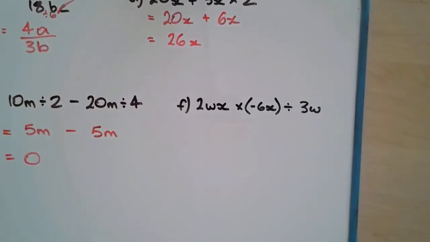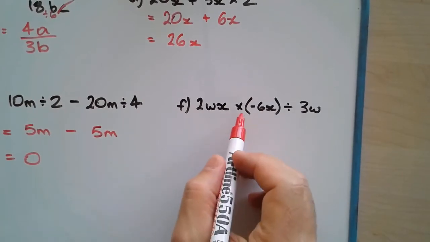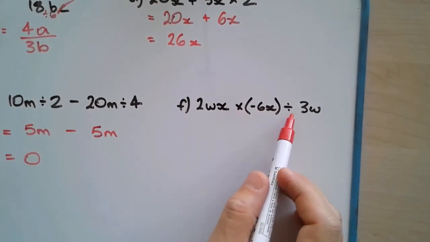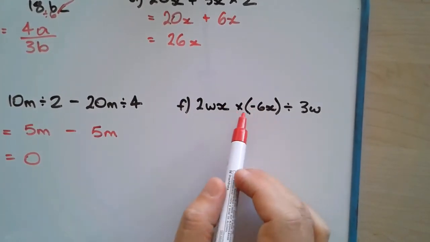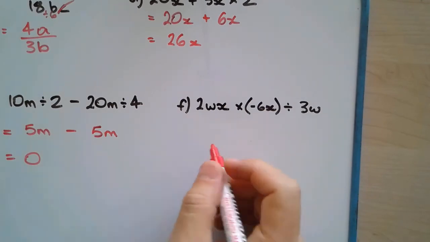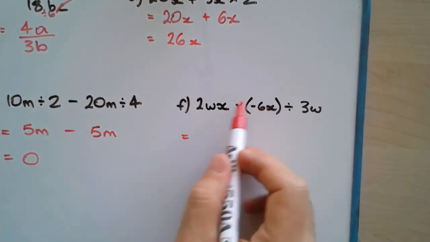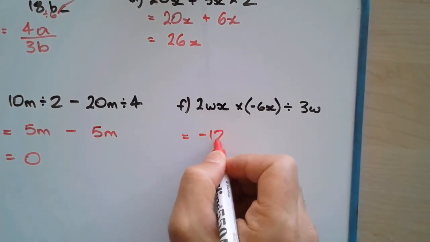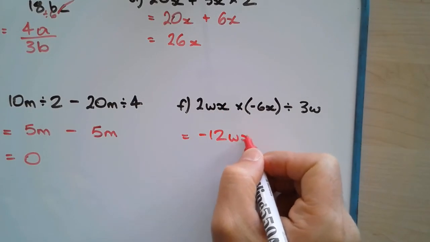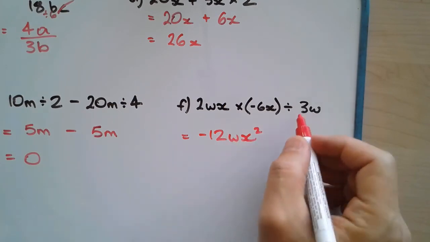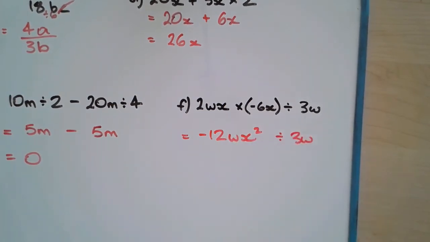And the last example, 2wx multiplied by negative 6x divided by 3w. Starting off with a multiplication and then a division, we just go from left to right because multiplication and division have basically the same order in BIDMAS, the same level of priority. So let's just multiply the first two terms together. 2wx times negative 6x is equal to negative 12w x squared. We try and write the variables in alphabetical order if we can. And divided by 3w, of course.